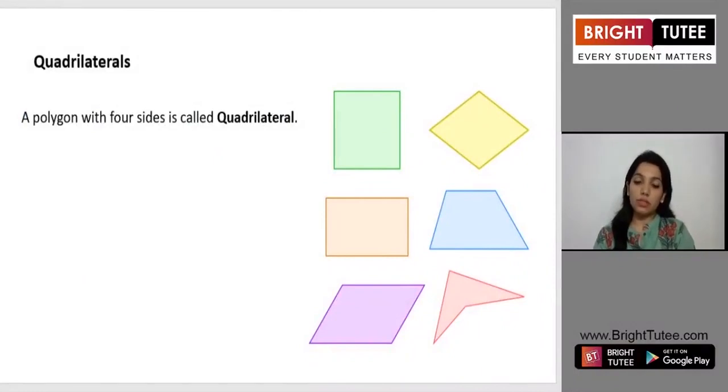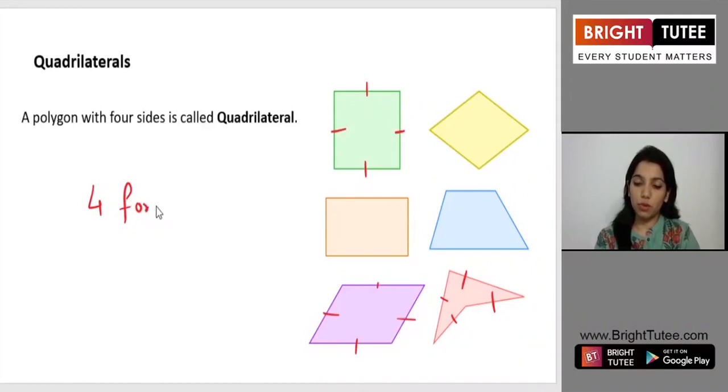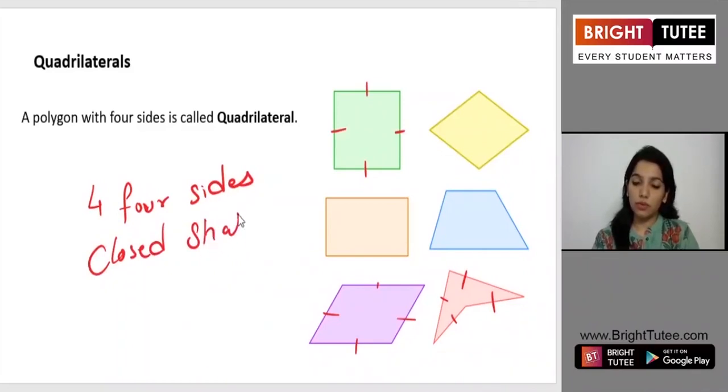A polygon with four sides is called a quadrilateral. So look at these images. All these images that you see in front of you have four sides. Look at any of the images, each one of them has four sides. So the two things that are important for a shape to be a quadrilateral are that it needs to have four sides, and it needs to be a closed shape.